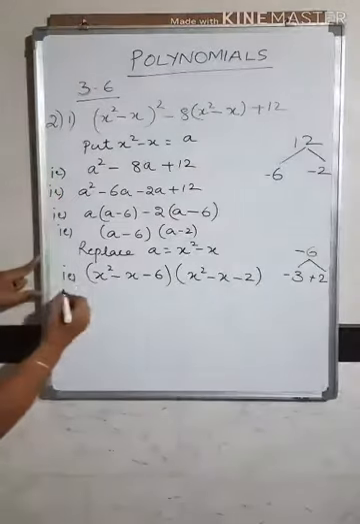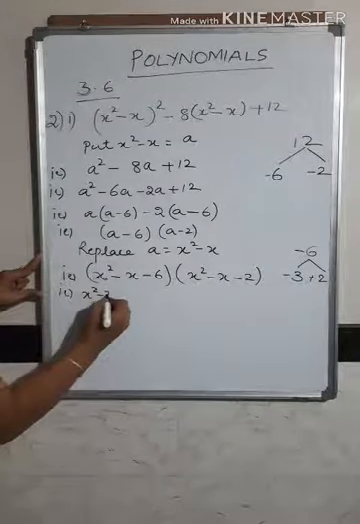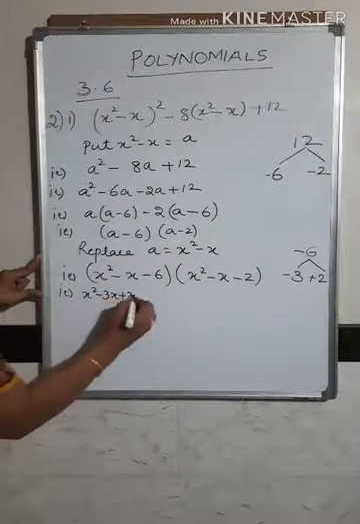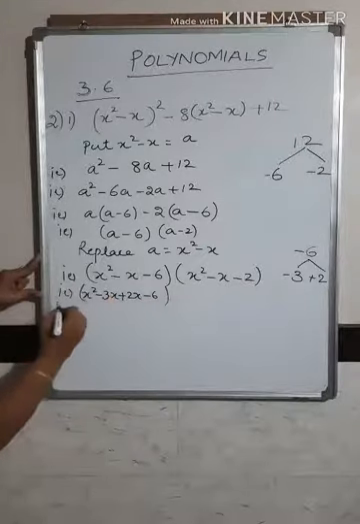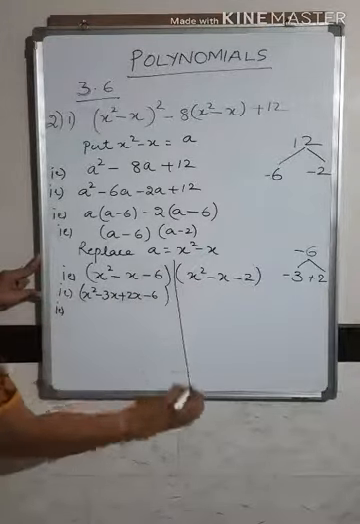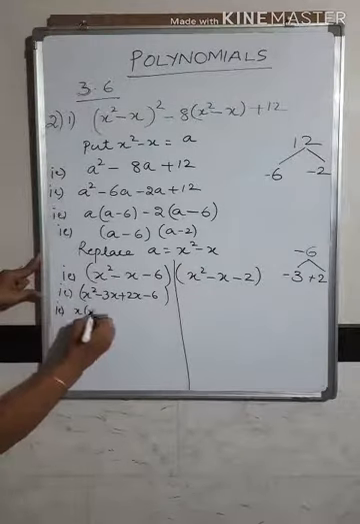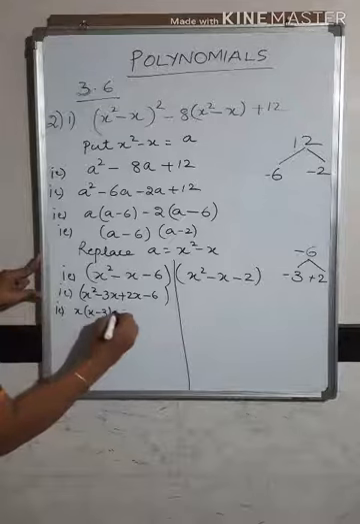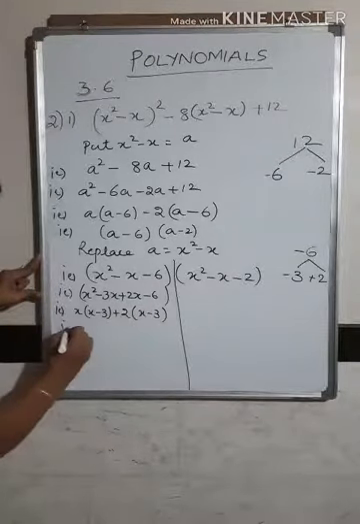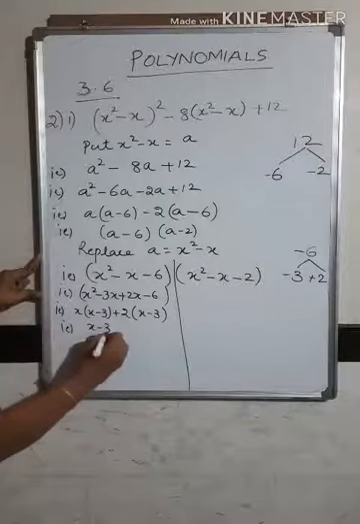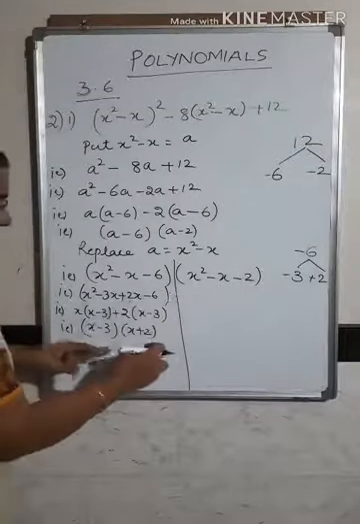The factors are correct. So you will get this as x square minus 3x plus 2x minus 6. Now further, take out x as common, so you will get x minus 3, and take out 2 as common, again you will get x minus 3. So here the factors are x minus 3 into x plus 2. So you have got the factors for this expression.